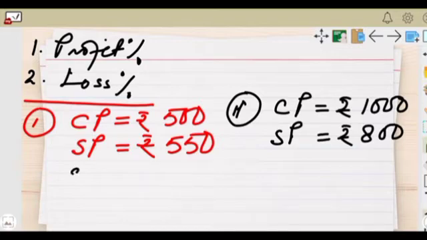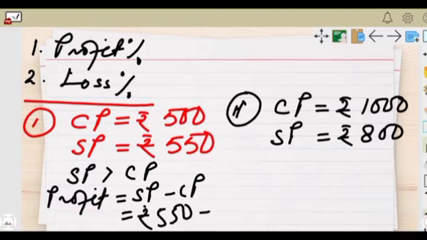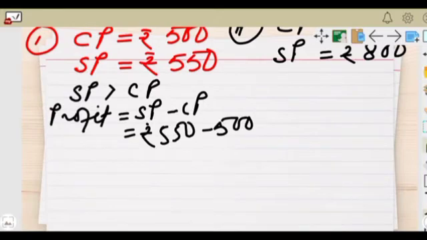That means selling price is bigger than cost price. I told you before, when selling price is bigger than cost price, there will definitely be profit. So what is the profit? Let us see. Profit means selling price minus cost price. So what is the selling price here? 550. So 550 minus, what is the cost price? We have 500. So how much will we have now? We'll have a profit of rupees 50.